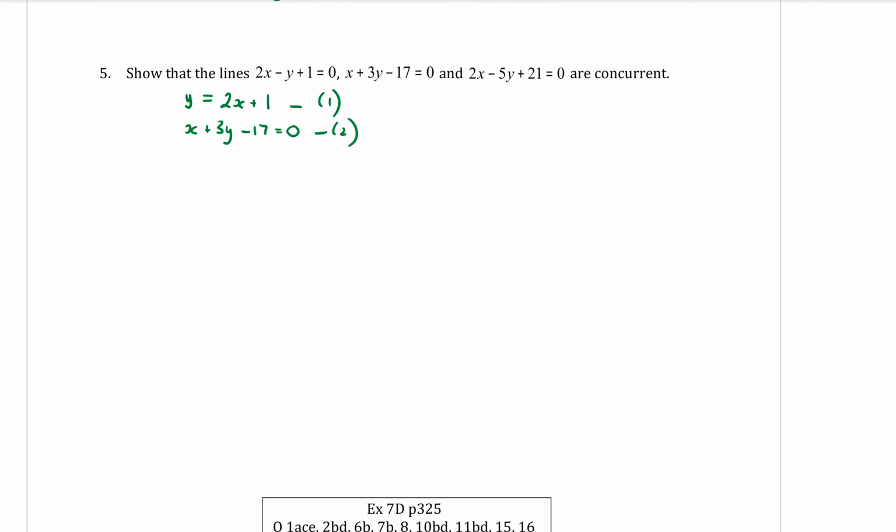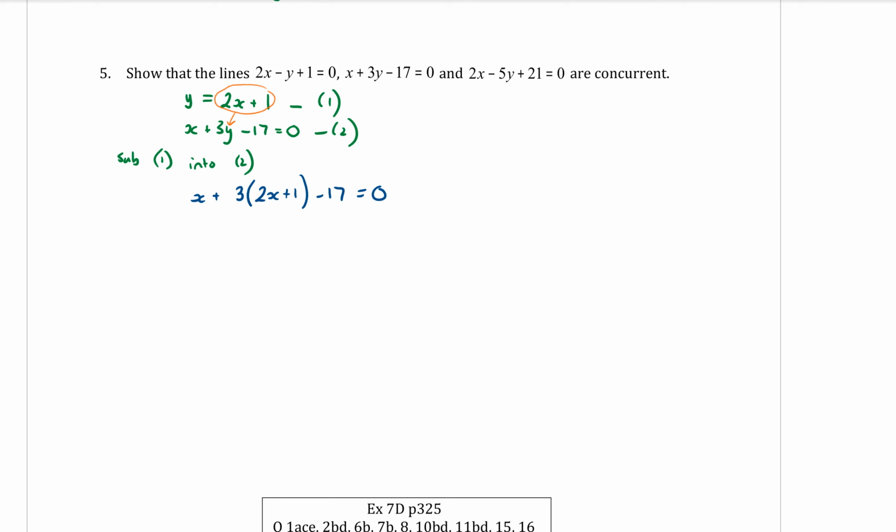So I'm going to sub 1 into 2. Okay, so where the y is, so this is my y, 2x plus 1. It's going to go in where that y is in the second equation. That gives me x plus 3, instead of y, I get 2x plus 1 that I put in brackets, minus 17 equals 0. Okay, I'm going to solve that for x.